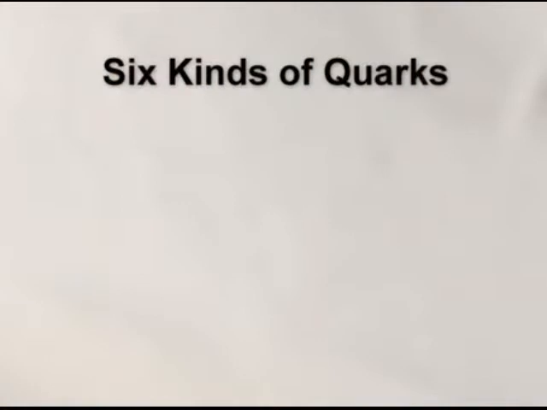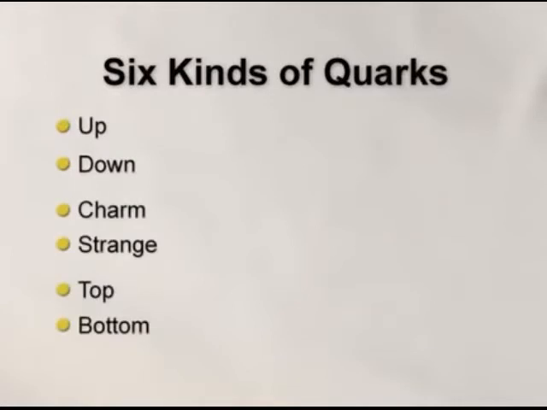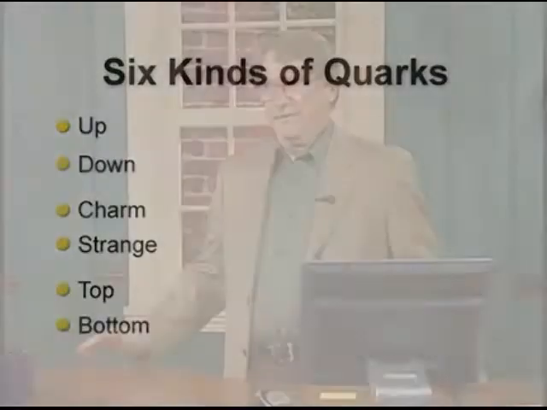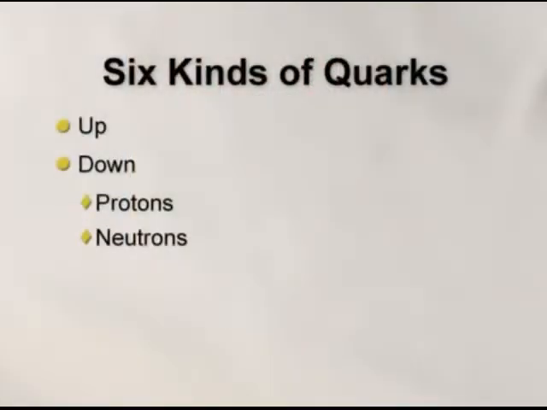Now, there are 6 kinds of quarks. This physics has interesting names to these things. Up and down, charm and strange, top and bottom. Don't ask. But anyway, the 2 that are going to be important to us are the ups and downs. Because these are the 2 that are going to go together to form the 2 fundamental components of atoms, namely protons and neutrons.